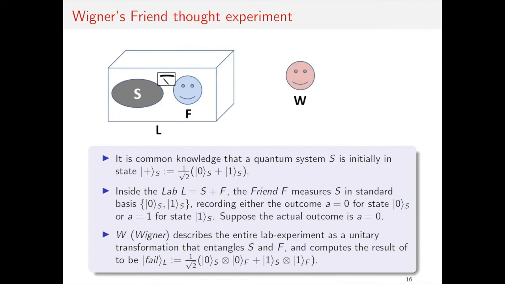Can I ask a question about this? I think it's a very important point. So F can be any system, no? F can be a recording thing with a pointer that just points to 0, 1. Measurement, but it could also be a quantum system itself.